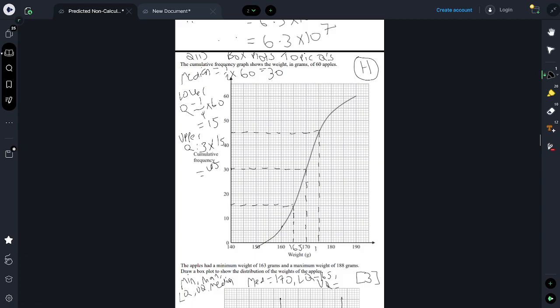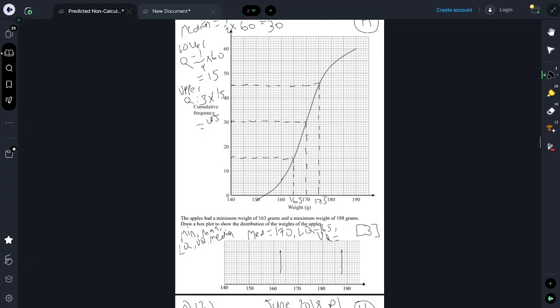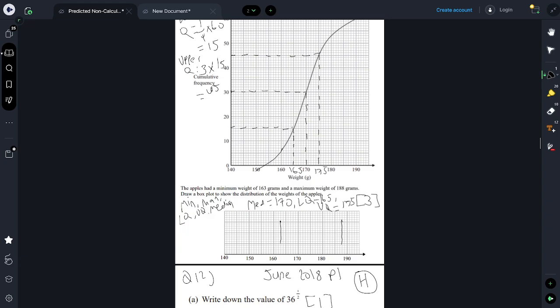And that looks to be 175. Okay, so that's our upper quartile, 175. We now have all the information to plot a box plot. So you should know that this then continues the minimum line.